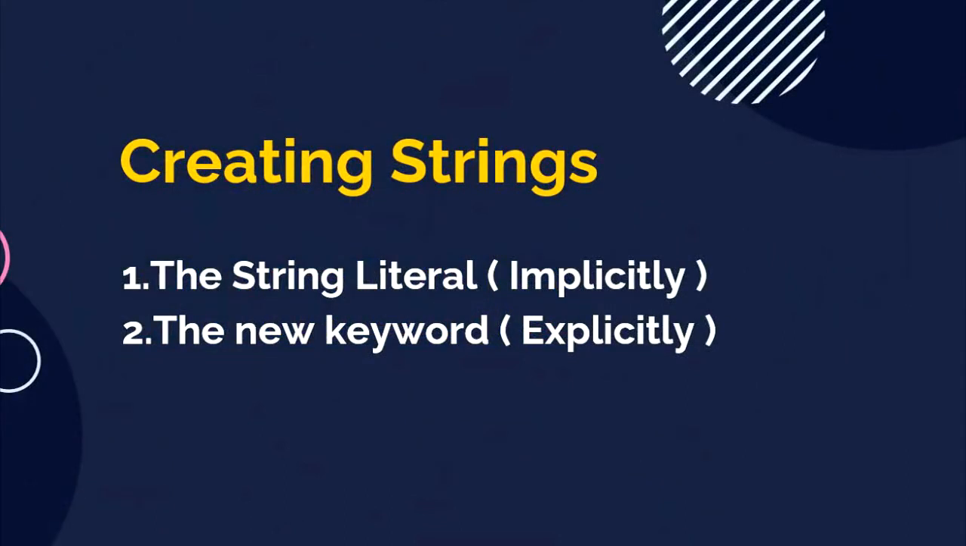Creating strings. There are two types of creating strings. The first one is the string literal, also called implicit creation. The second one is using the new keyword, explicitly. Strings in Java are represented as objects of the String class, which is defined in the java.lang package. This package supports string handling. These are created by declaring objects of String type and initializing them with string constants.